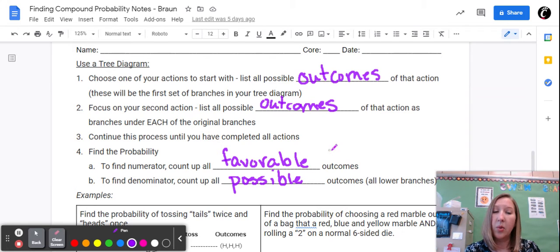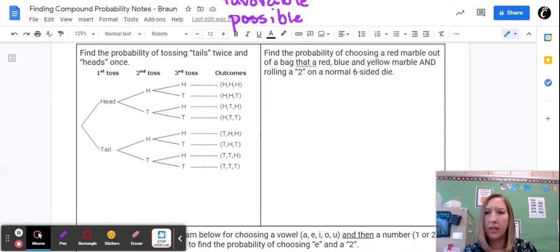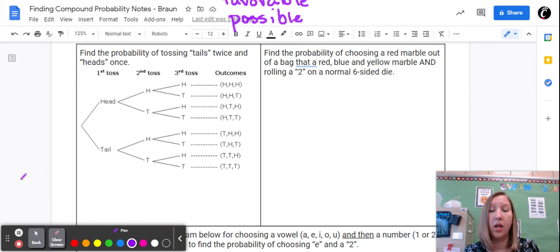I know this sounds a little confusing, so it's going to make a lot more sense when you see it in action and see how to do it. So let's take a look at these examples. It says find the probability of tossing tails twice and heads once. They already set up the tree diagram for us. What we're looking at first, our first two branches here, is our first action, and that is our first coin toss. Of that first action, our outcomes are either heads or tails.